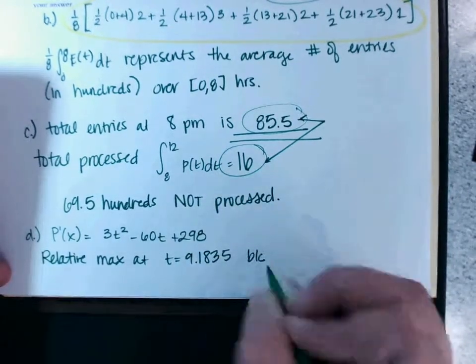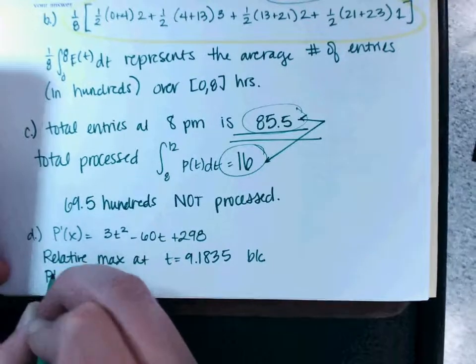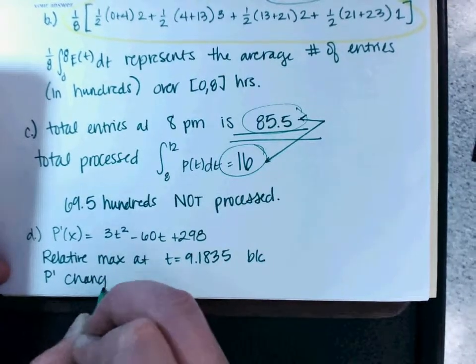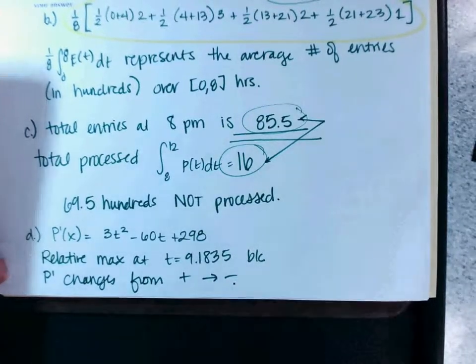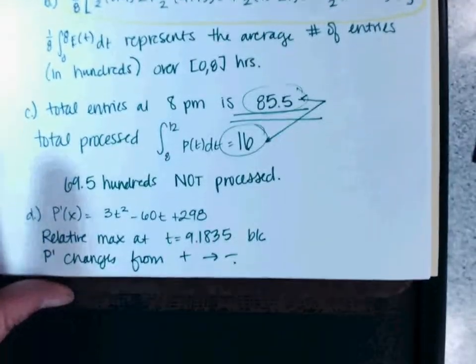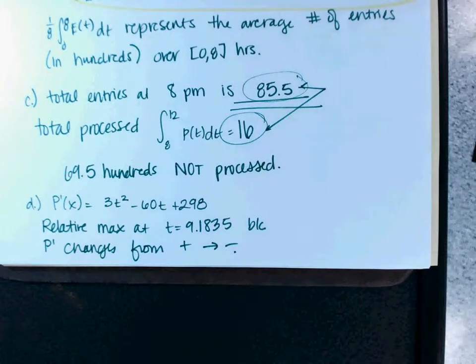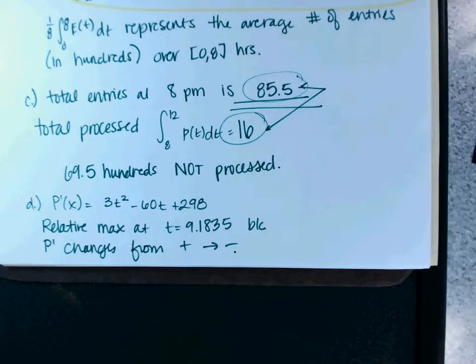Okay, then because p prime changes from plus to minus. And remember, that's consistent with a max. If it's changing from positive to negative, that means we have a max at that point. Now, quick question. I'm not going to make you finish it, but are there any other times that we have to consider besides the relative max? How do you know that it's the real max?